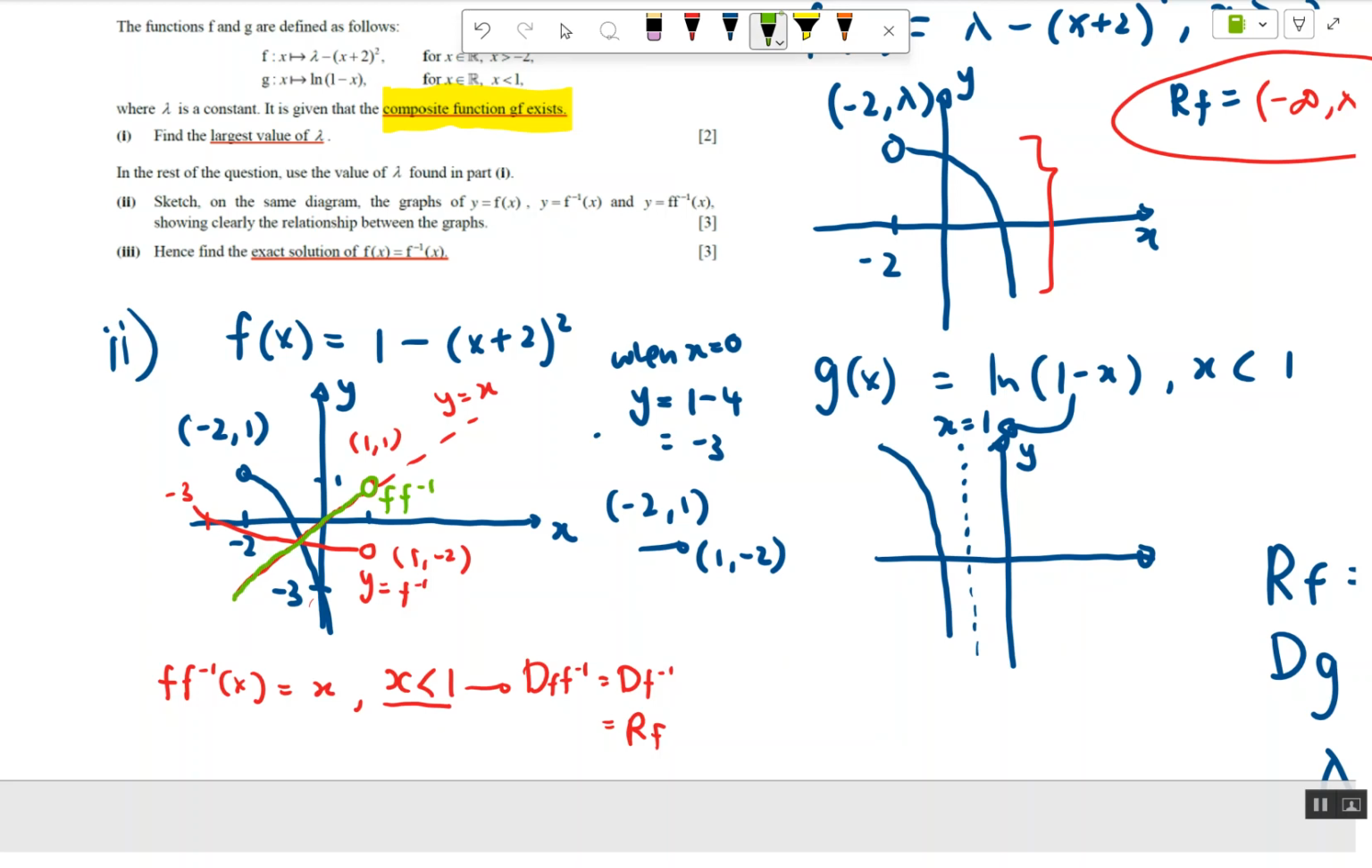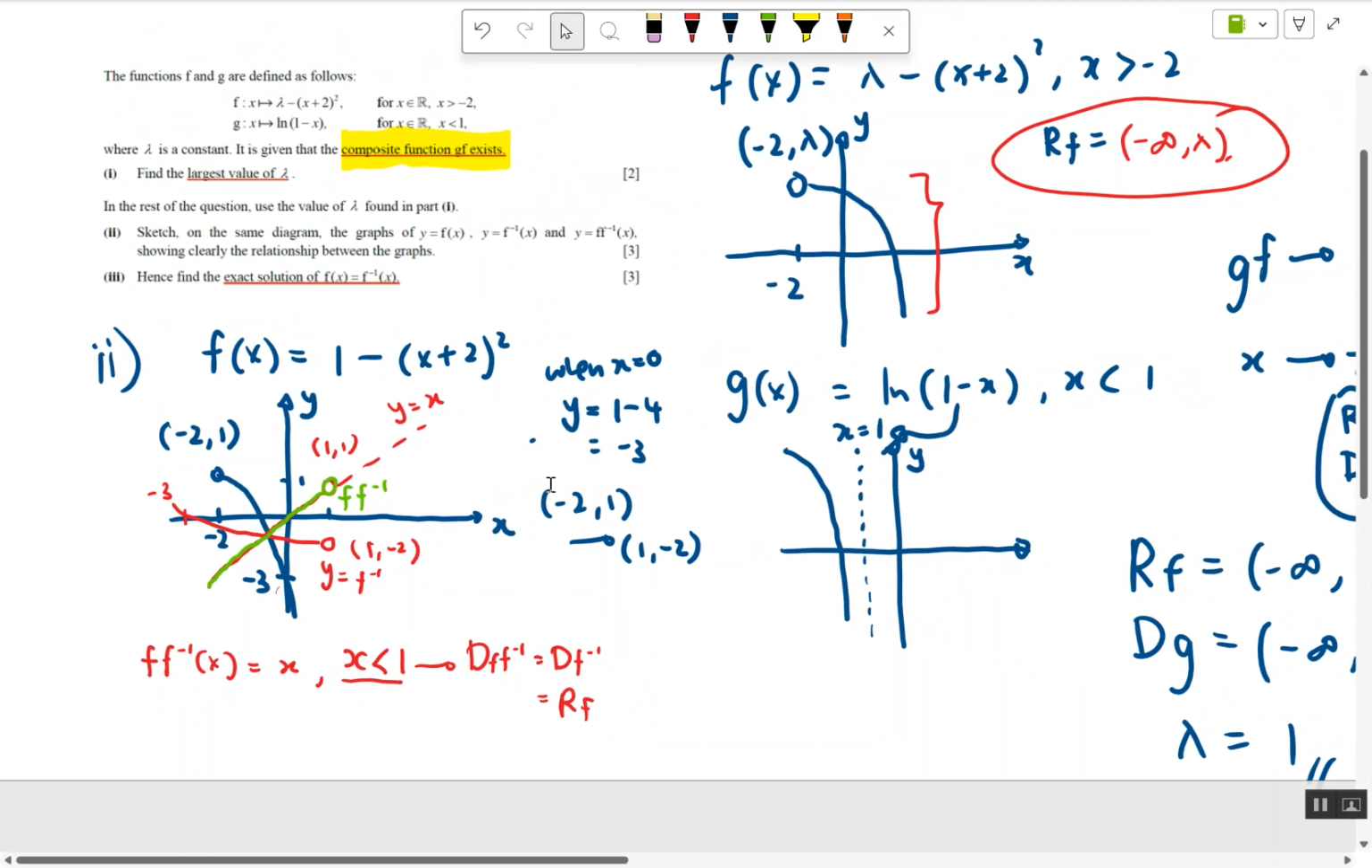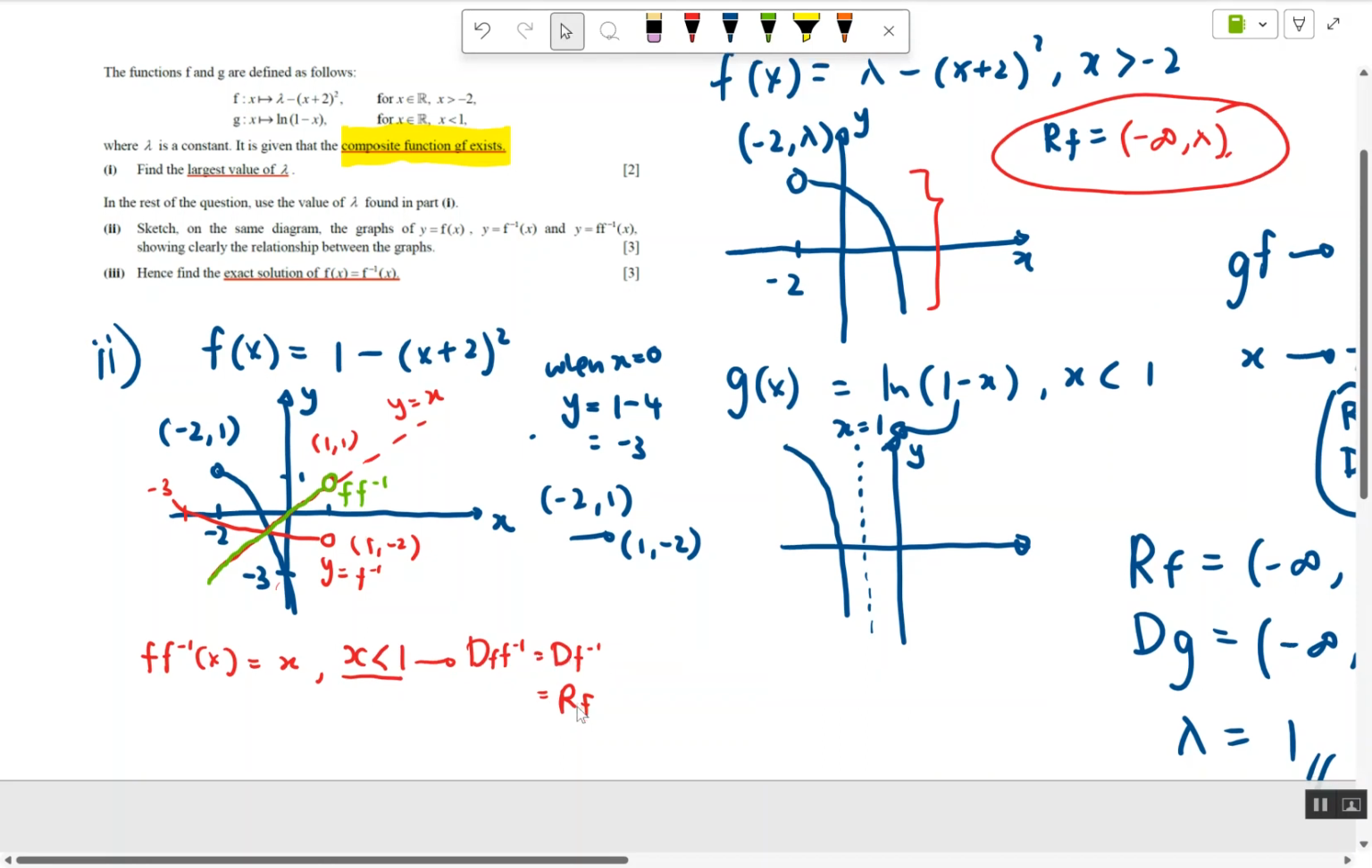Now remember, f f inverse is always equal to x. So you do not have to find out what f inverse is, and you do not even have to find the equation. Immediately you write f f inverse equals x, and this is how you draw the graph of f, f inverse and f f inverse. Be careful. You must always state the domain of f f inverse because the domain depends on the domain of f inverse, and it depends on the range of f.